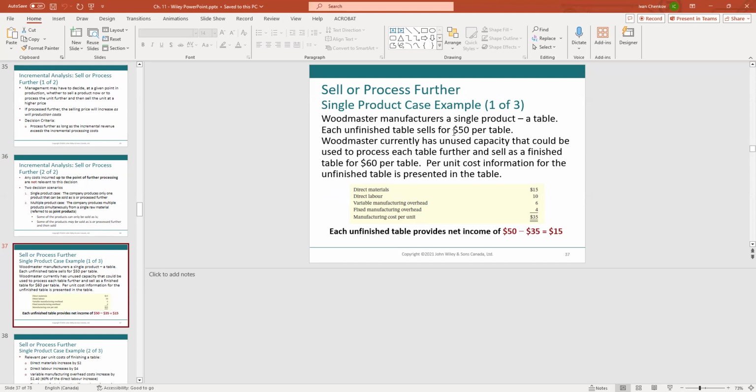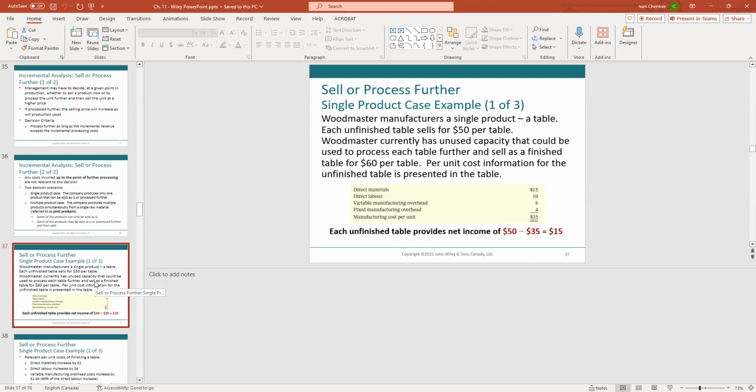Can you see it? Currently, I can sell it for 50. If I process it further, I'm gonna generate 60. How much additional am I gonna generate? Can you guys see the screen? Yes. So again, I can sell it as it is right now, or I can process it further in my warehouse and after that sell it for 60. How much additional am I gonna generate? $10.